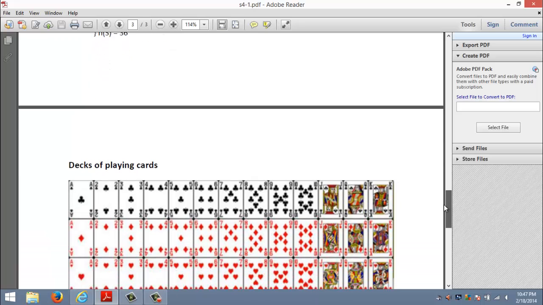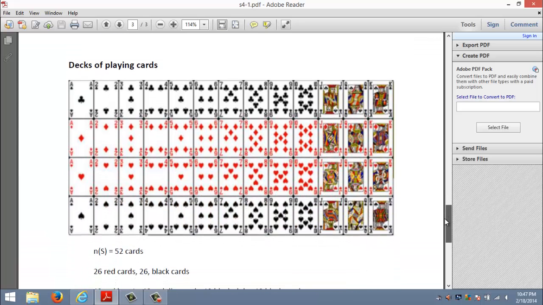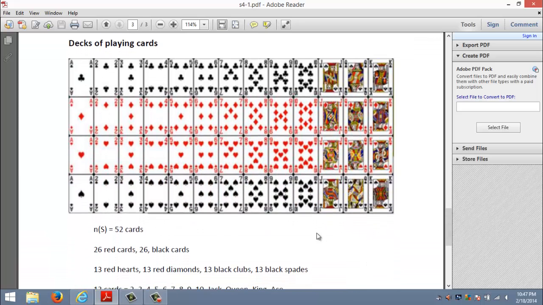Another common thing in probability is looking at a deck of playing cards. The total number of cards in the whole deck is 52. If you look along the top row here, those are black cards, and on the bottom, those are black cards. And if we count how many total black cards, there are 26 black cards. And if I count how many red cards, there's 26 in each of those as well.